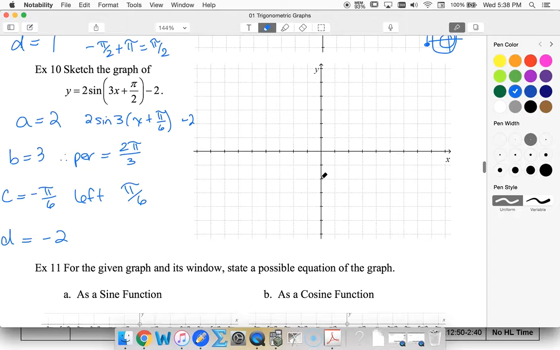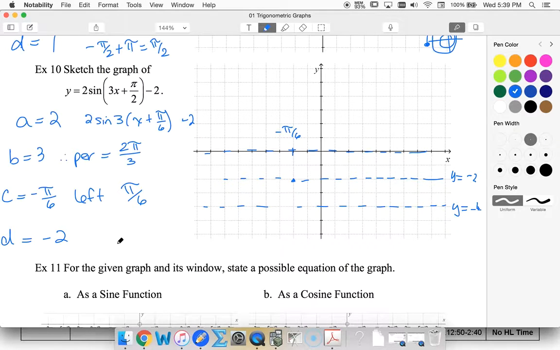So I've got a big graph here. So -2, amplitude is 2. So we're not filling up any of this space. That's a shame. Down 2. So I can label this as y equals -4, y equals -2. And of course, we've got the x-axis. So I'm going to move left pi over 6. So that means I'm going to start at -pi over 6 with my sine. So I'll label this as -pi over 6.